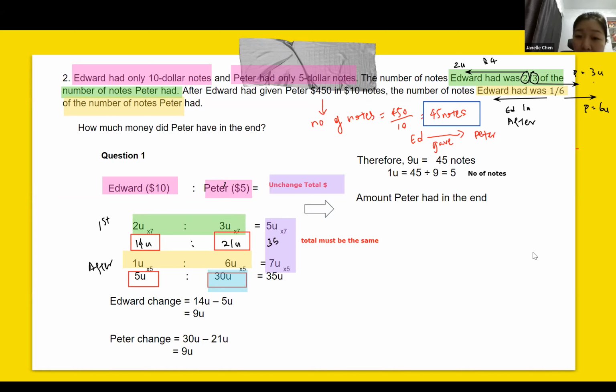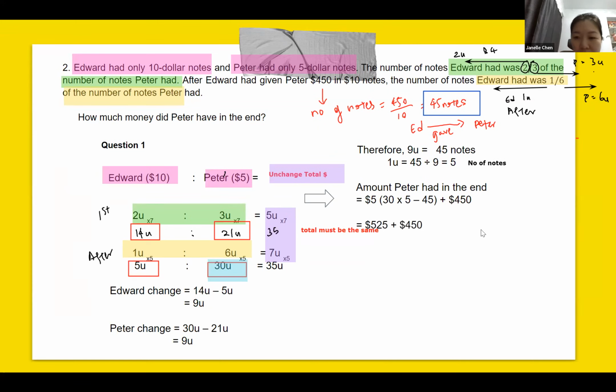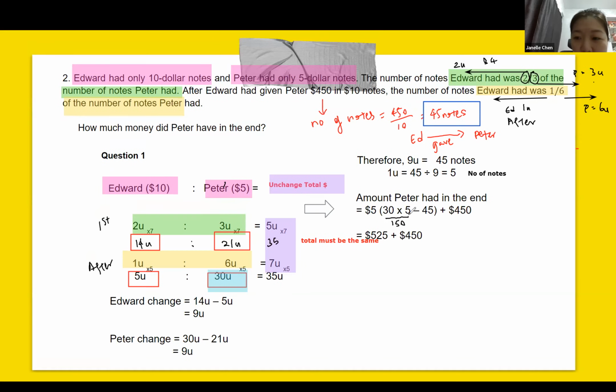Bear in mind that out of the 150, 45 of the notes are $10, because we already calculated that just now. Then 150 minus 45 will give me 105, which is the $5 notes. So here I did a shortcut. To show it clearer, this part here means I took the 150 that I mentioned, because we are finding 30 units, which is 30 times 5 equals 150.